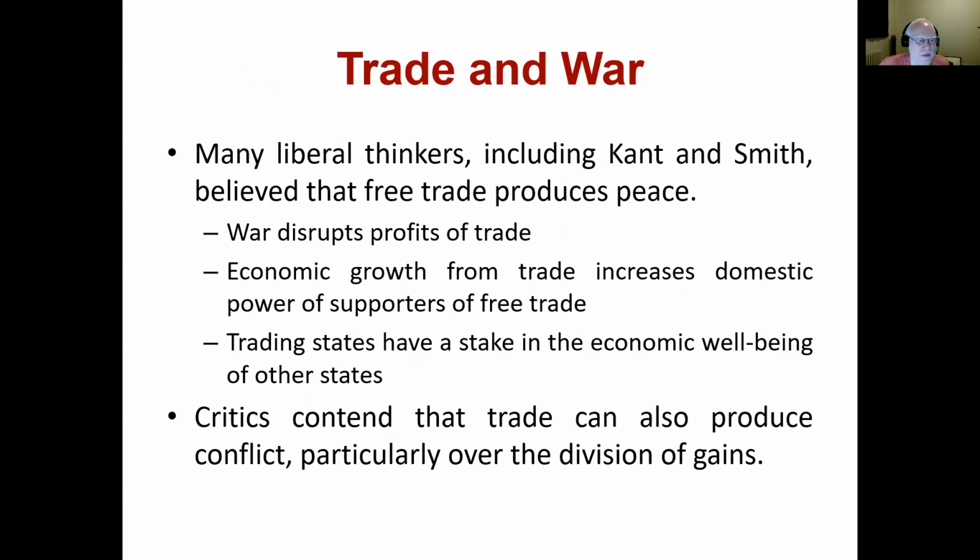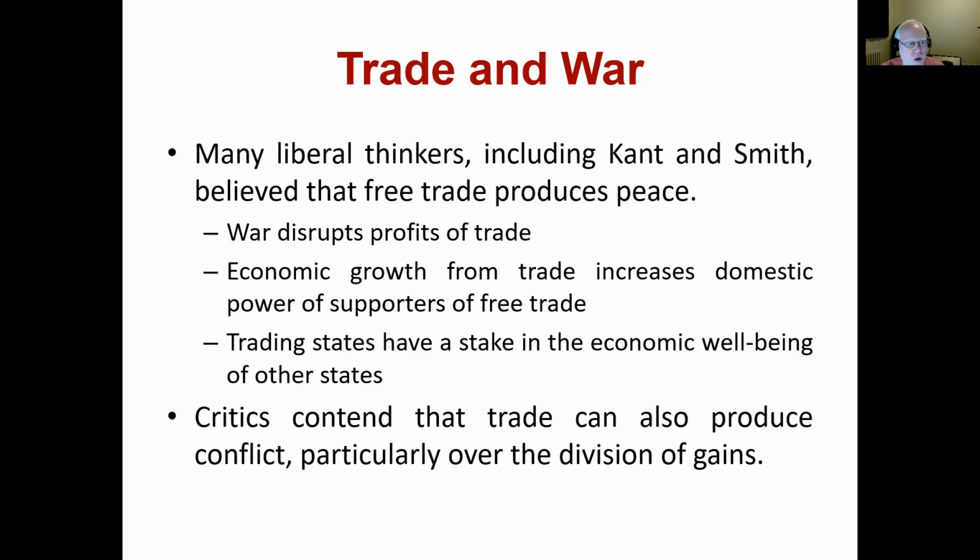So here are some examples of commercial liberal theories that look at the impact of international and domestic economy on, say, causes of conflict, right?